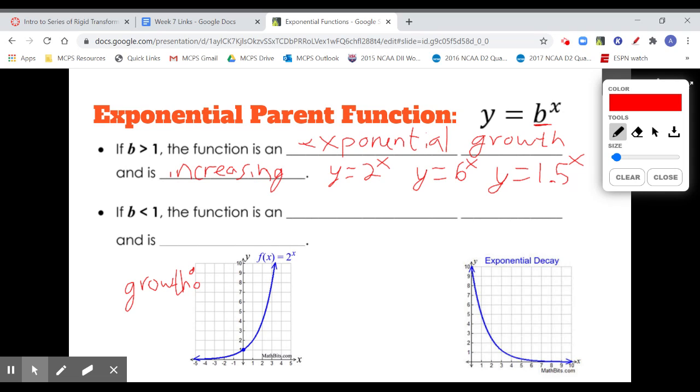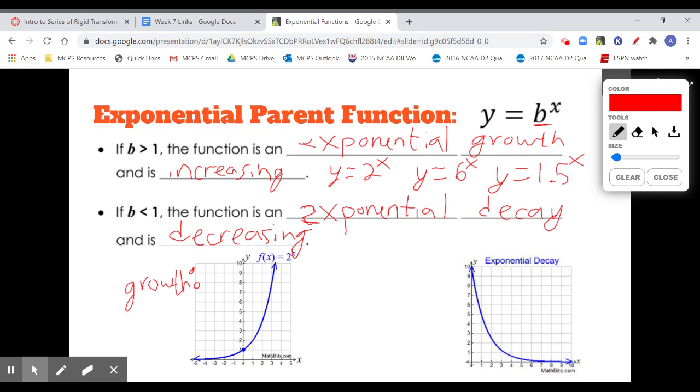Now we're going to talk about an exponential decay. So an exponential decay happens when b is less than 1. So anytime b is less than 1, we have an exponential decay. And that means that the function is decreasing. This should make sense to us if we think about what the word decay means, right? Growth means get bigger. Decay means sort of like to rot or go away. So it makes sense that decay would be decreasing.